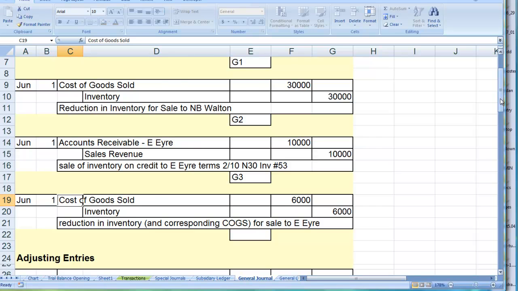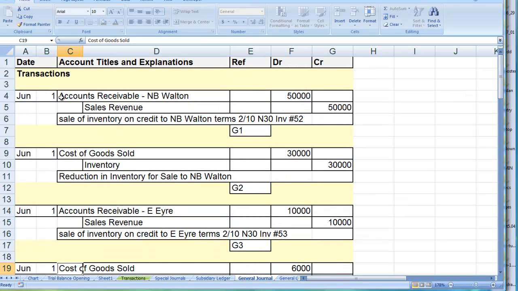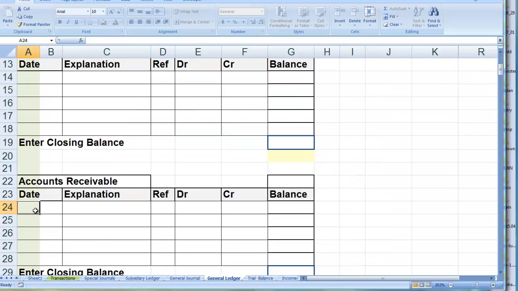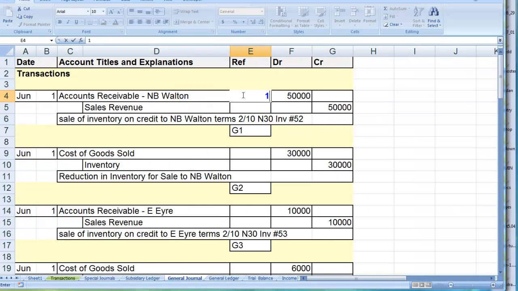Now we need to post these to the general ledger. So we go accounts receivable, June 1, NB Walton sale, reference is G1, that's General Journal 1, debit $50,000, balance 50,000. Now here I'm not showing any opening balance, but there probably was. NB Walton 103. So that's now to indicate that's the posting reference that has been posted to account 103.